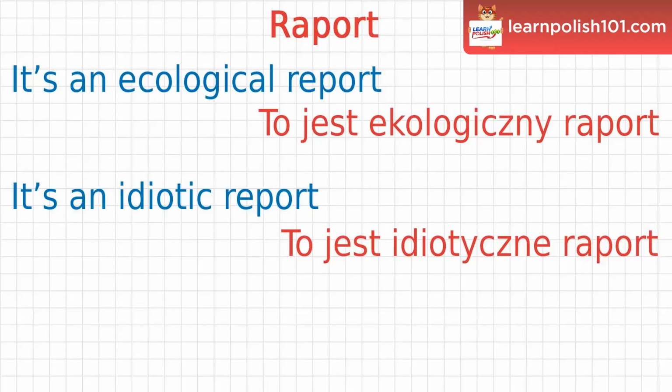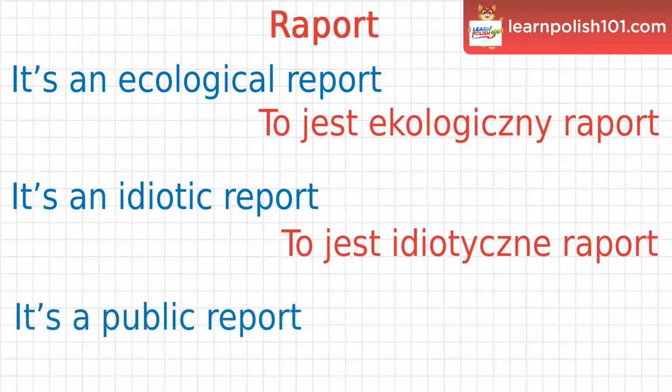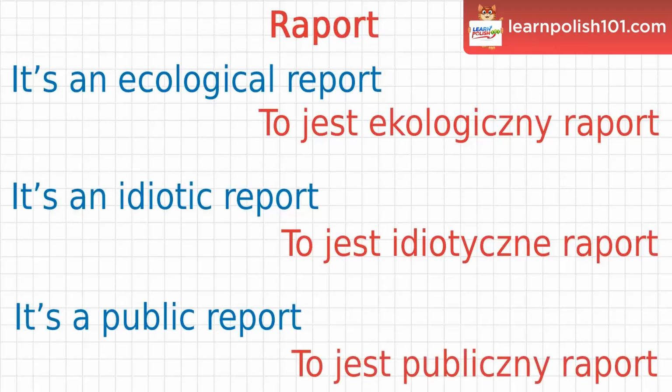Okay, and it's a public report. So again, we just take off the IC to give us our pub. We've got to think about how we're going to say it, because we've got a U there, like in uniwersalne. But apart from that, we've got quite a soft sound with the L. So the L's giving us our soft sound, so we know that this is like logical. So let's try saying it. It's a public report. To jest publiczny raport.